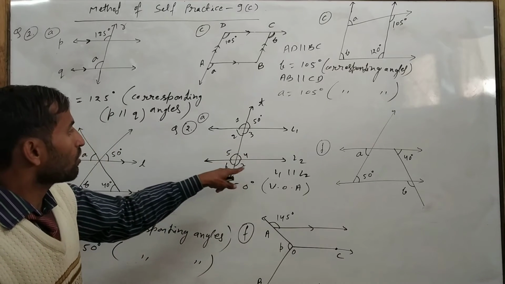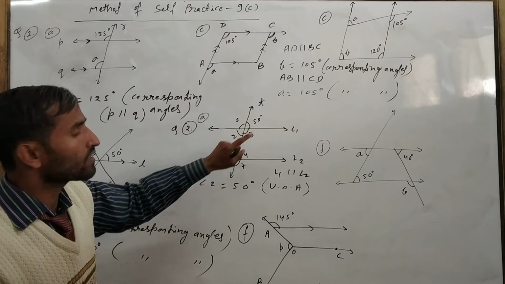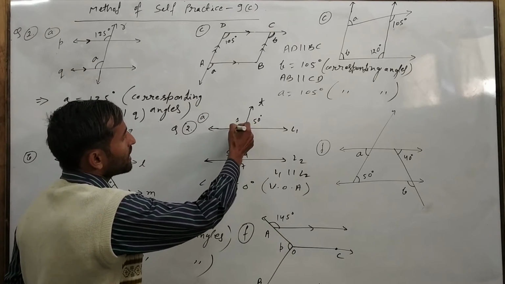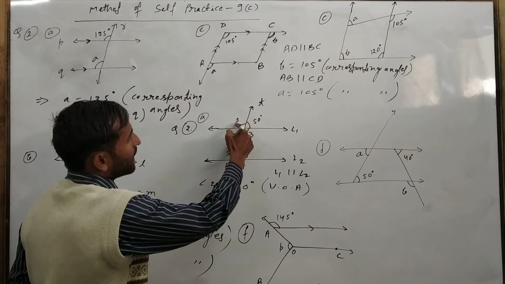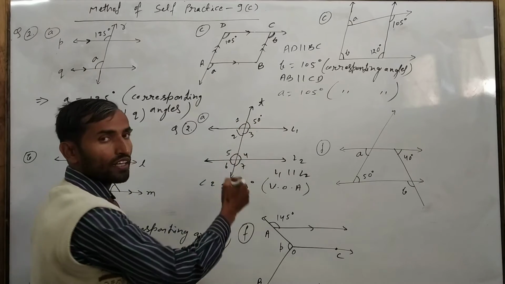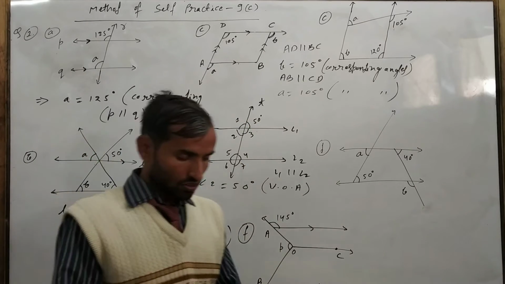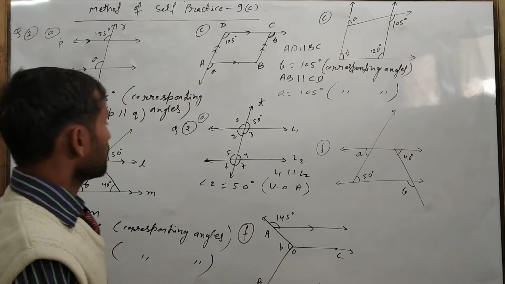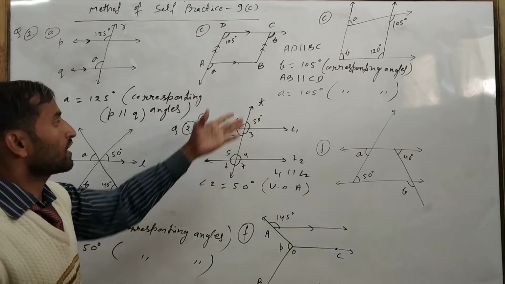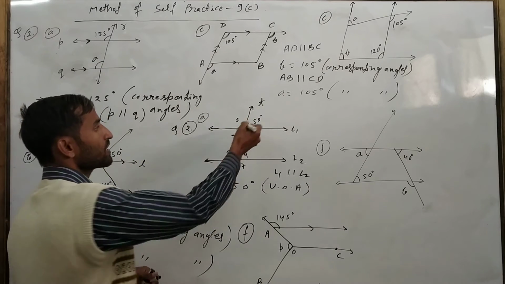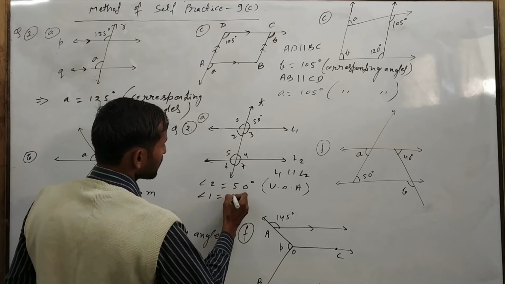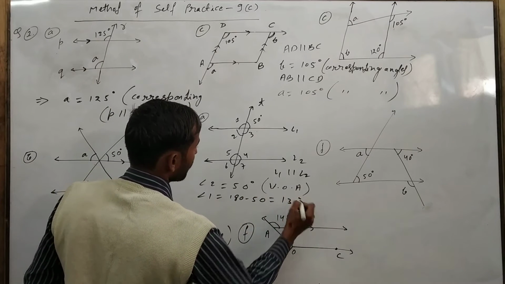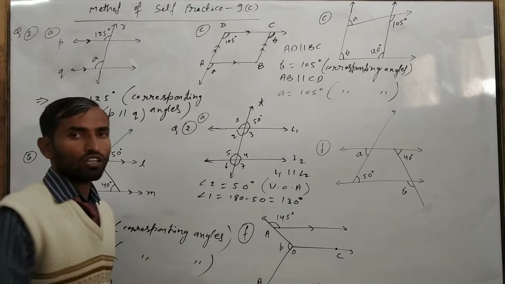Now we have to find the value of the next angles, 1 and 3. So what will come? Just you see here, these are linear pair angles also. Angle 1 and 50 degrees are linear pair angles. So the sum of linear pair angles is equal to 180 degrees. If one angle is 50 degrees, the next angle will come by subtracting this 50 degrees. So angle 1 is equal to 180 minus 50, then it will come 130 degrees. Okay. So angle 1 is equal to 130 degrees.